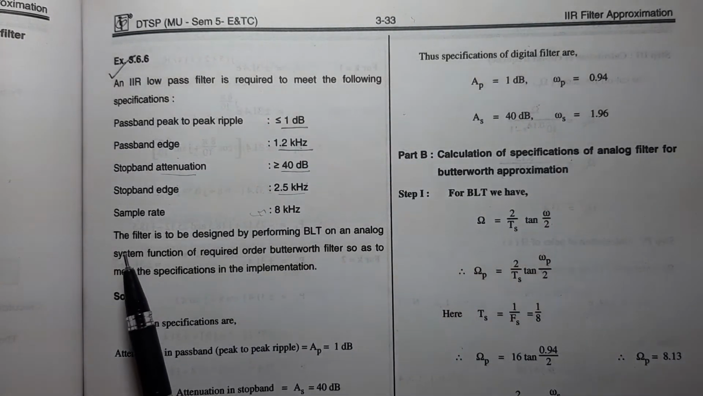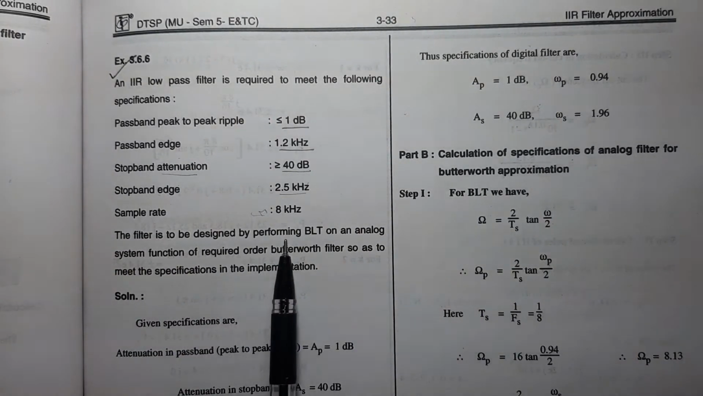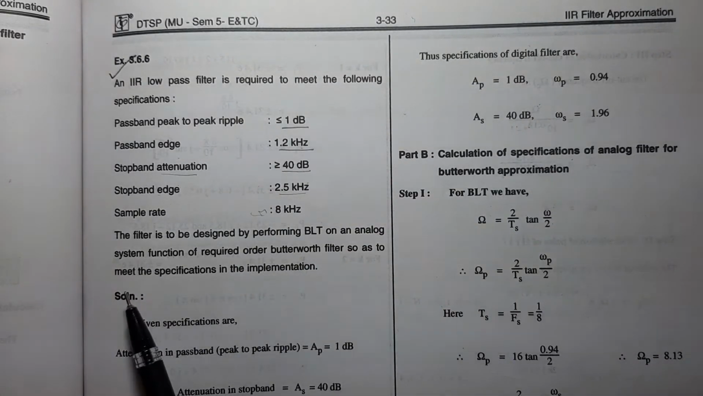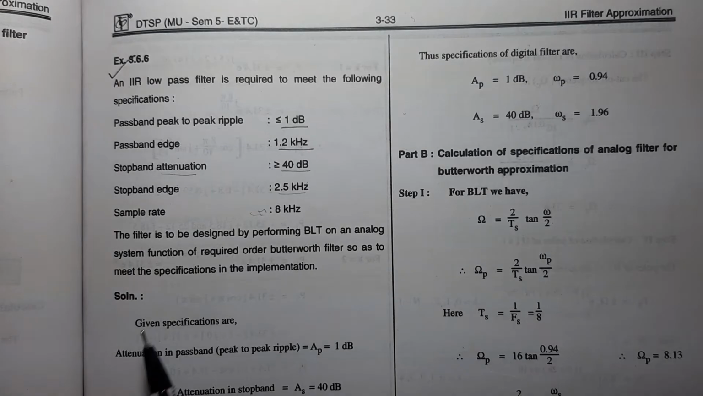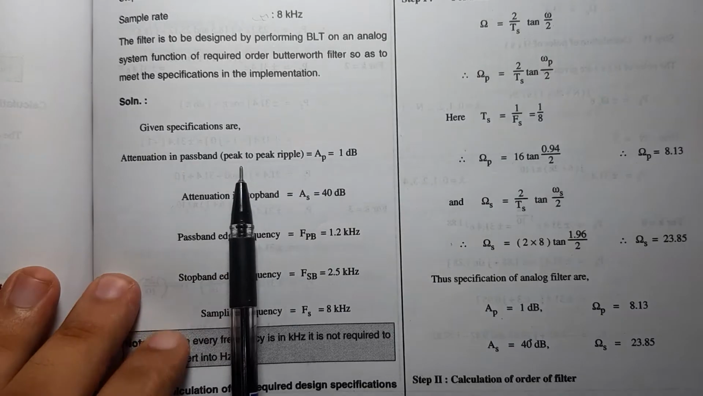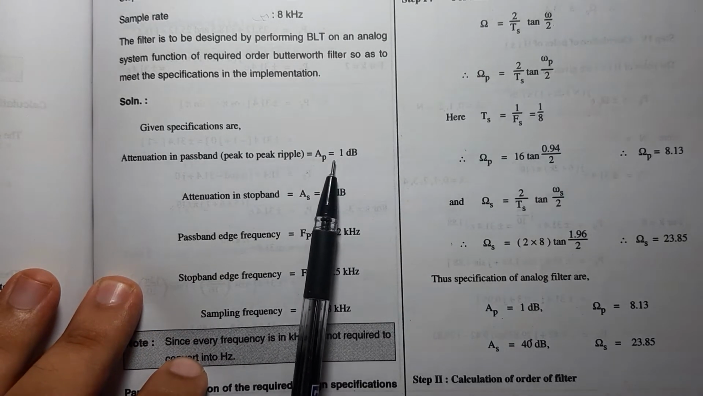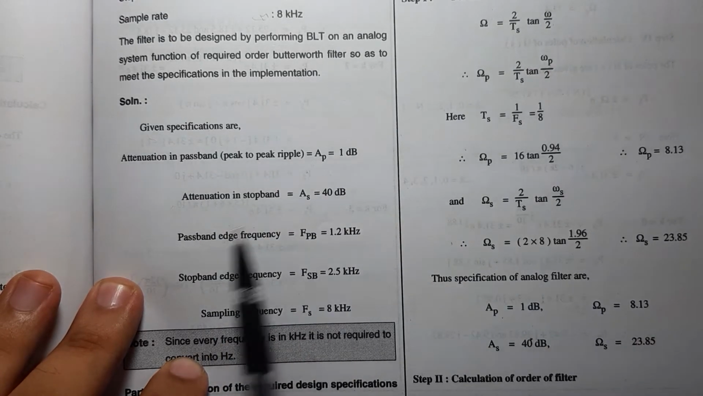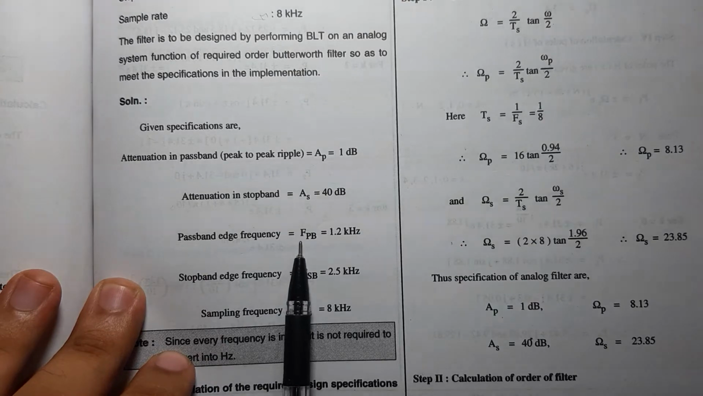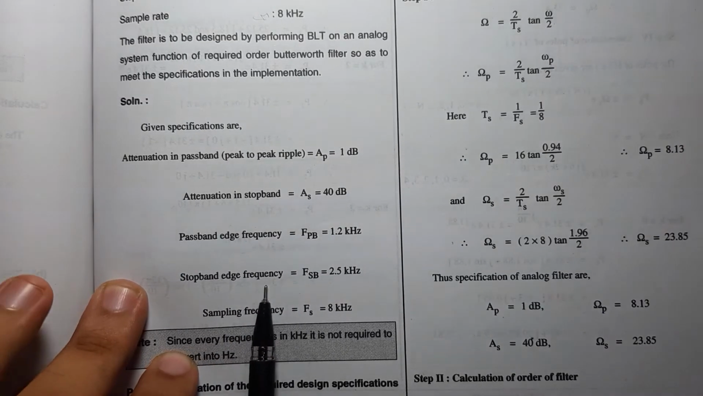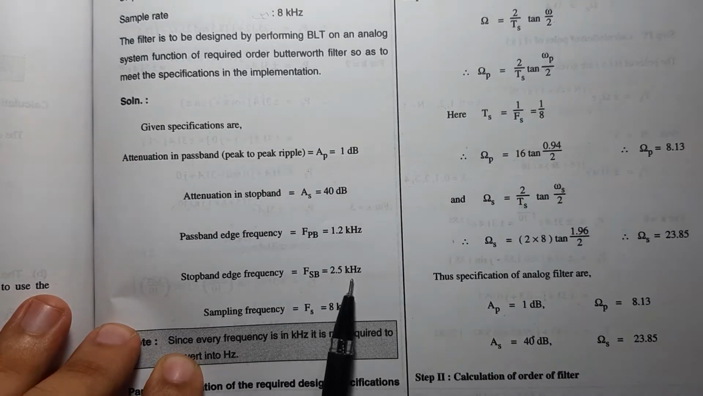Apologies. The filter is to be designed by performing BLT on an analog system function of required order Butterworth filter so as to meet the specification in the implementation. Now, the given specifications are attenuation in the pass band, peak to peak ripple, which is given by AP equals to 1 dB. The attenuation in stop band is AS, which is equals to 40 dB, and pass band edge frequency is given as F of PB, which is equal to 1.2 kilohertz. Stop band edge frequency is given as F of SB, which is equals to 2.5 kilohertz.